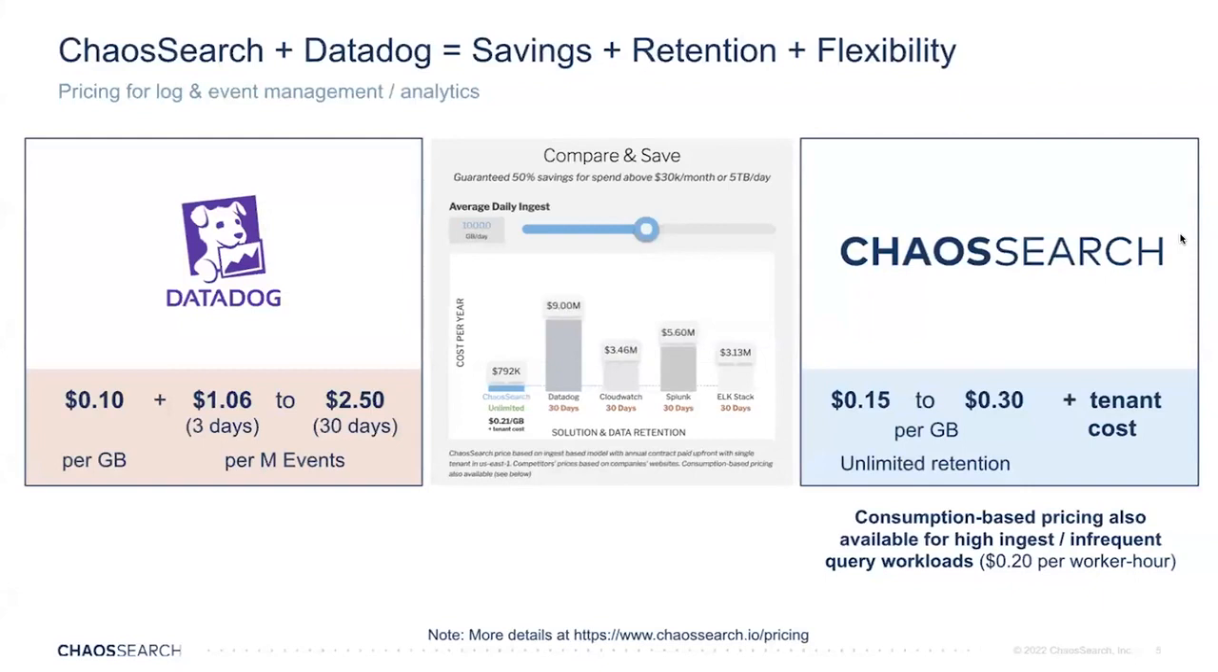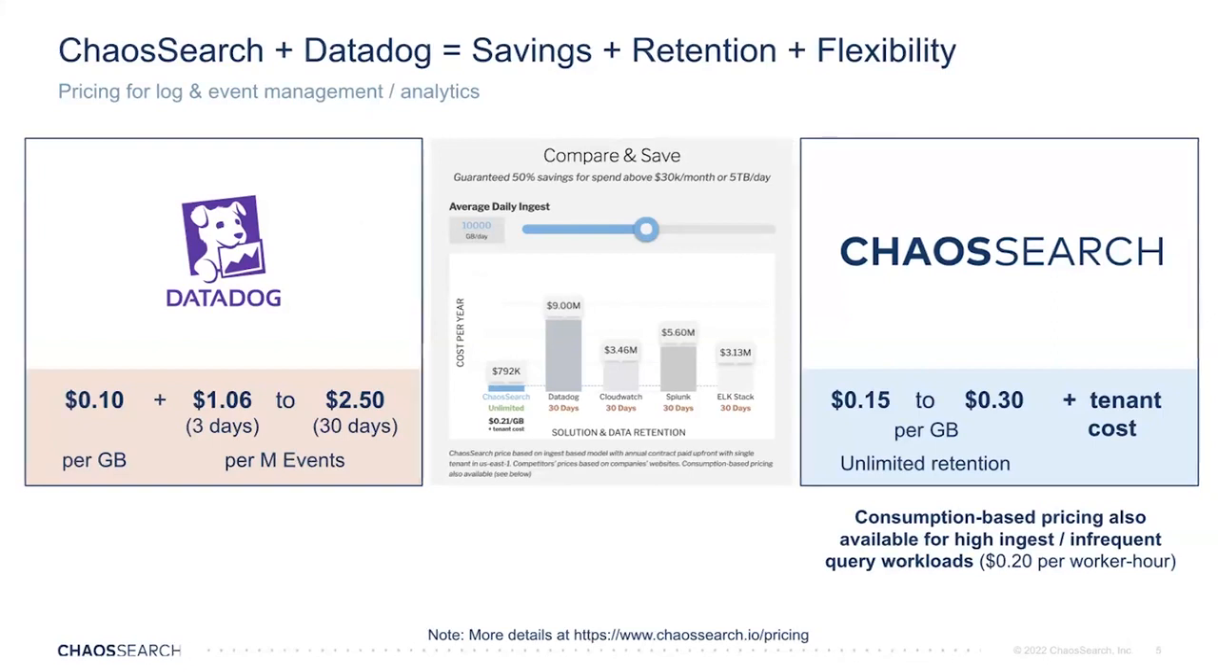So let's dig deeper into the price. So you can see here in the middle a price slider that we have on our website. You can go into this link and explore for yourself, given your data size. But it basically gives you the price of ChaosSearch versus alternatives at different levels of ingestion. Here on the left, you have the Datadog pricing model for log and event, which has two parts to it.